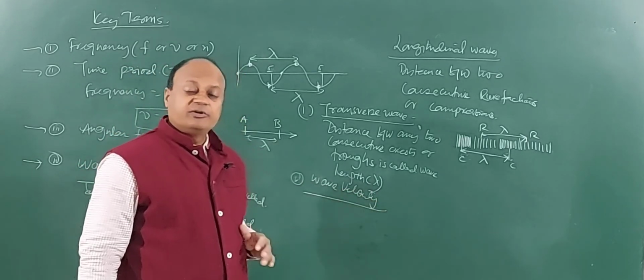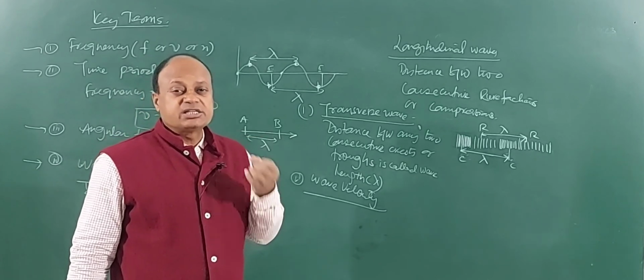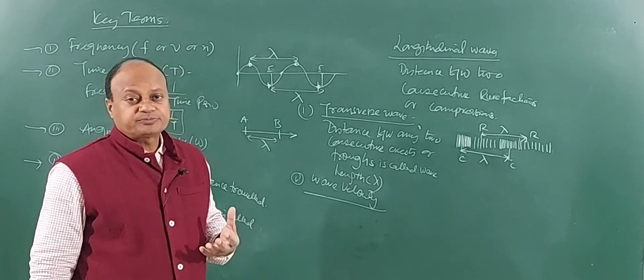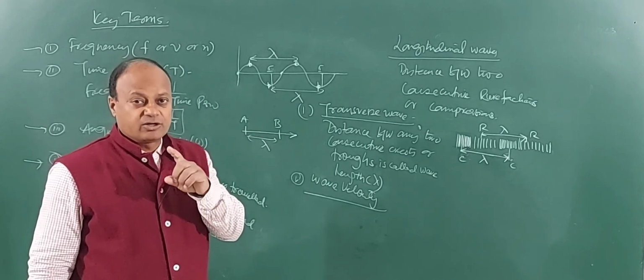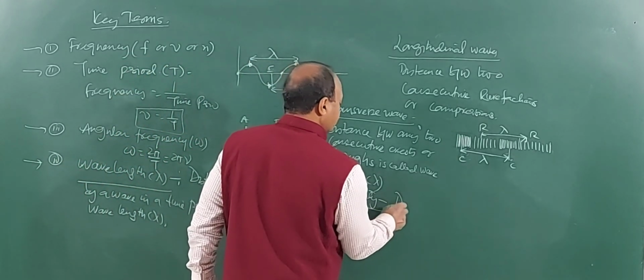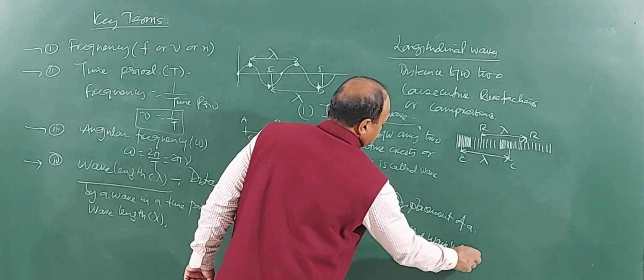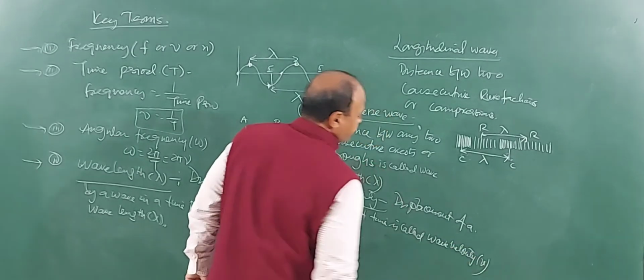So, how do we define wave velocity? Wave velocity is basically the distance traveled by a wave in 1 second or unit time. Okay? So the distance traveled by a wave per unit time is called wave velocity. And wave velocity is denoted by v.